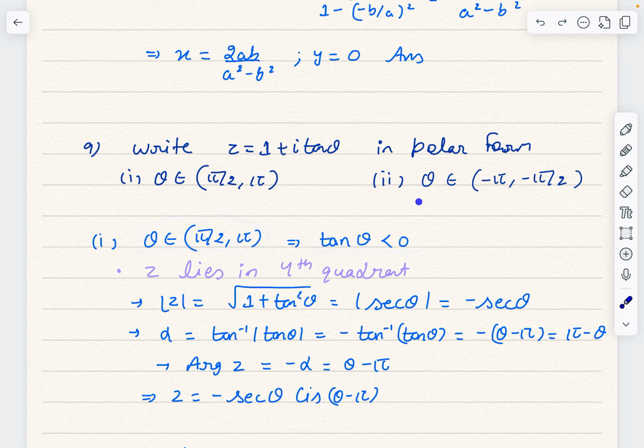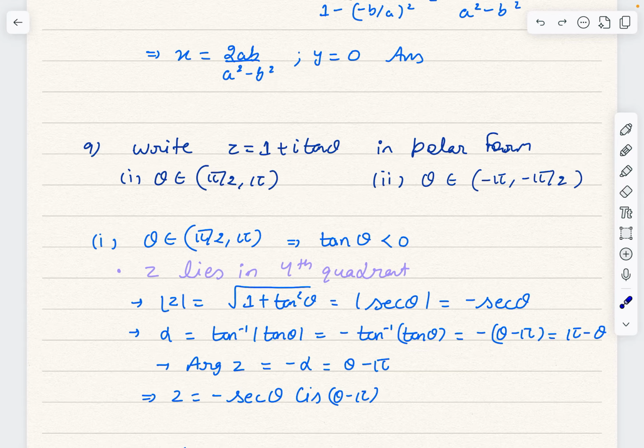So if you see this complex number, the coordinates are 1, tan theta. So if tan theta is negative and you see x is positive, the complex number will lie in the fourth quadrant. Now mod z will be the square root of 1 plus tan square theta, which will become mod secant theta. Now theta is in the second quadrant, so secant will be negative, so mod will be minus secant theta. Now, how do you find alpha? If you remember, tan inverse of mod y by x, you'll get tan inverse mod tan theta. This tan theta is negative, so when mod opens with a negative sign, the negative comes outside, you get minus tan inverse of tan theta.